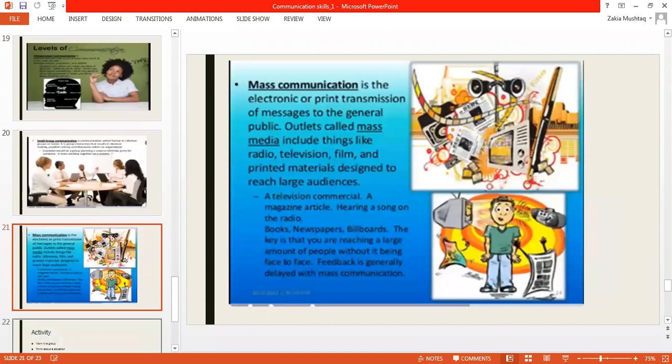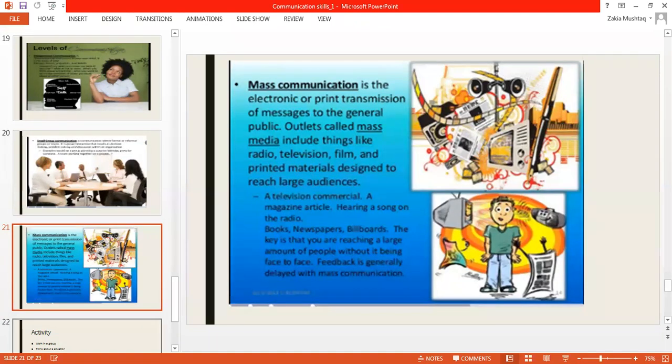Okay, last but not least, mass communication. Mass communication or print transmission of messages is of great importance. The world is replete with channels and media, the television, film. Every single thing is filled with information, whether it's a billboard, newspaper, or book.